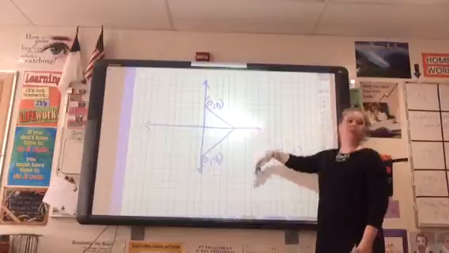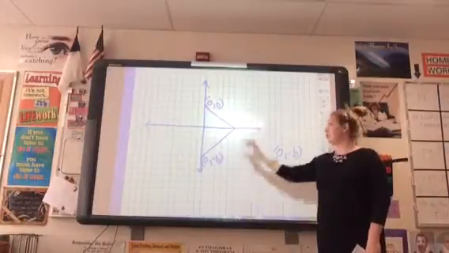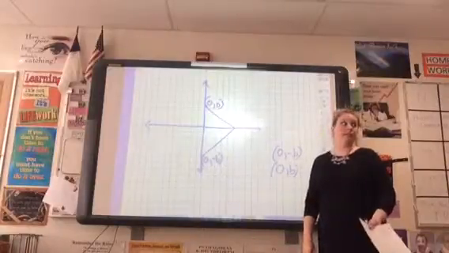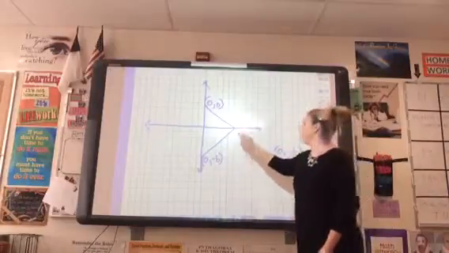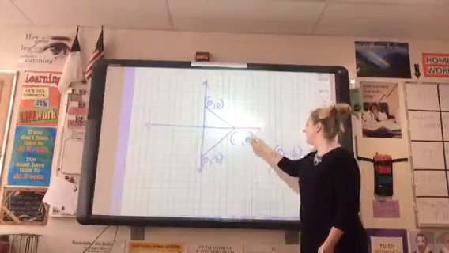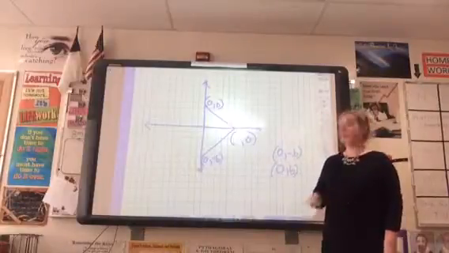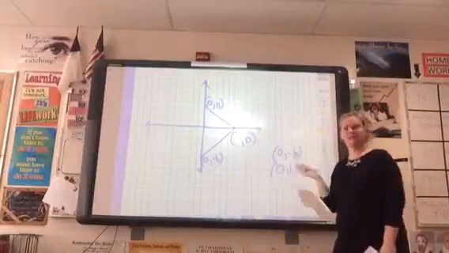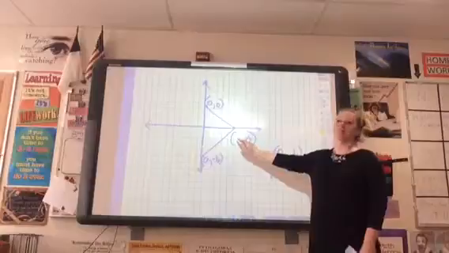Okay? So now with this information though, what would we do to get the third vertex? What would x have to be? Actually, no, not x. What would y have to be? 0. Okay, what would we do? Why would it not be 0 if it's on the x-axis, right? Okay, then what would this be?